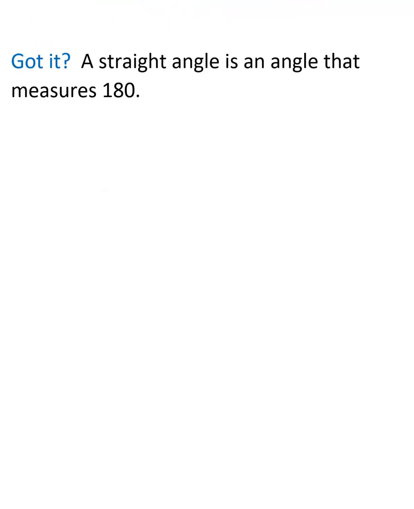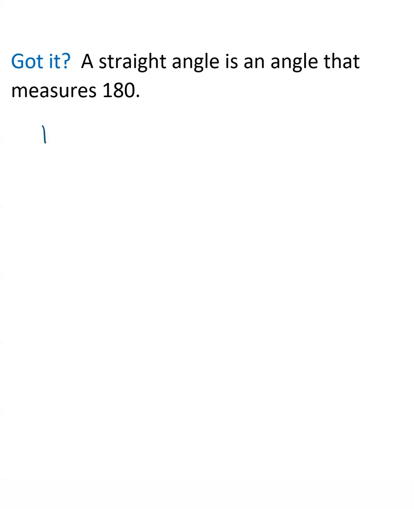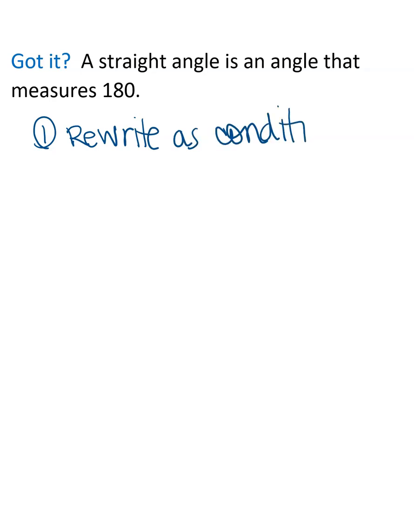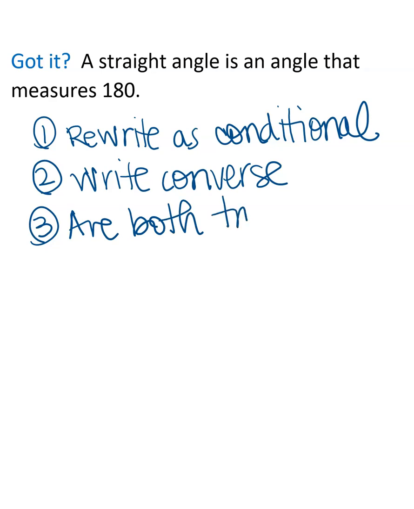Just about the last one. A straight angle is an angle that measures 180 degrees. So looking at this one in the book, you first write it as a conditional. Step 1, rewrite as conditional. Step 2, write the converse. Step 3, are they both true? Step 4, write biconditional.